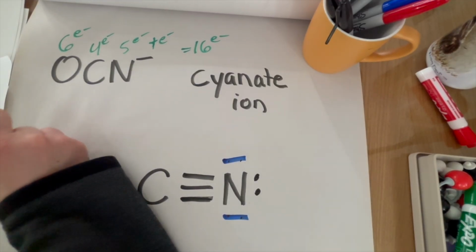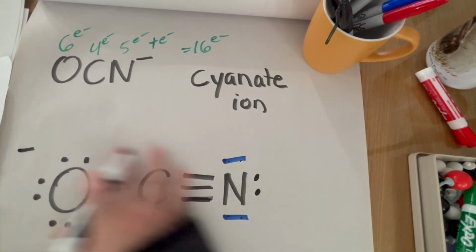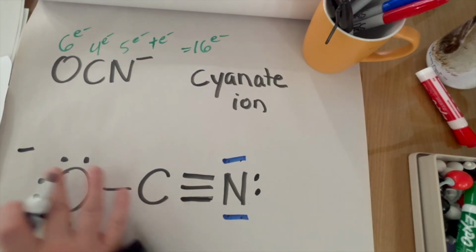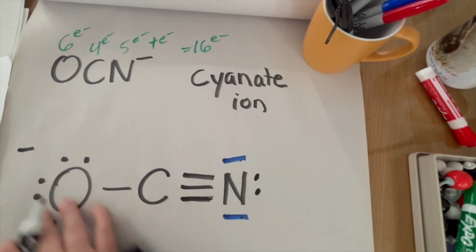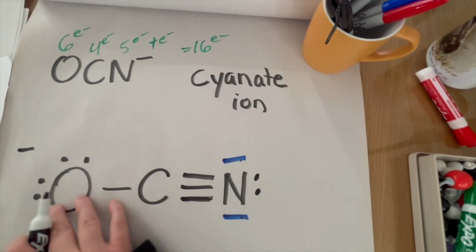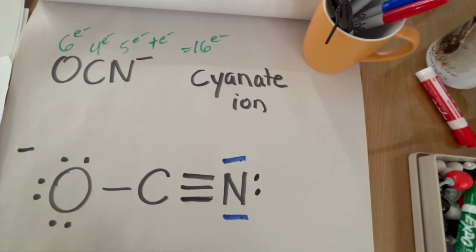And the oxygen, because it has the higher electronegativity of these 3 atoms, is going to be the one that hogs that extra electron the best. And so that's going to be the negative end of the molecule, which makes it an ion. Okay, so there's your Lewis dot structure.